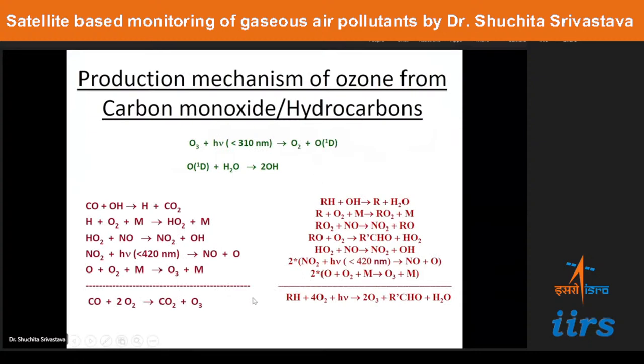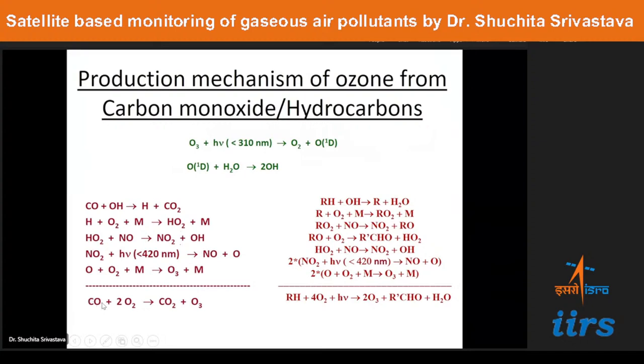Now these are the chemical reactions for the production mechanism of ozone. We can see this equation we have seen. Ozone produces hydroxyl radical. Hydroxyl radical reacts with carbon monoxide and produces H radical. H reacts with O2 and produces HO2 radical. Then HO2 reacts with NO and produces NO2. And NO2 photodissociates at wavelengths less than 420 nanometer and produces NO and O. And this O reacts with an oxygen molecule to produce ozone. So OH is not consumed in this process, OH is coming back, and NO is also not consumed, NO is also coming back. Only CO is consumed in this process.